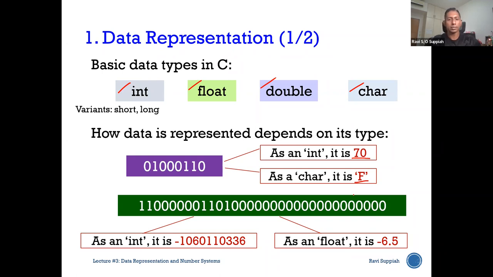If I look at this set of bits and say that this represents an integer, then I decode it as an integer and I get a value of 70. But if I give you these same ones and zeros and say this is actually a character, then you will interpret it differently, and it represents some particular character value. So the ones and zeros are just ones and zeros. How we interpret them is related to our understanding of the data. That is very important.